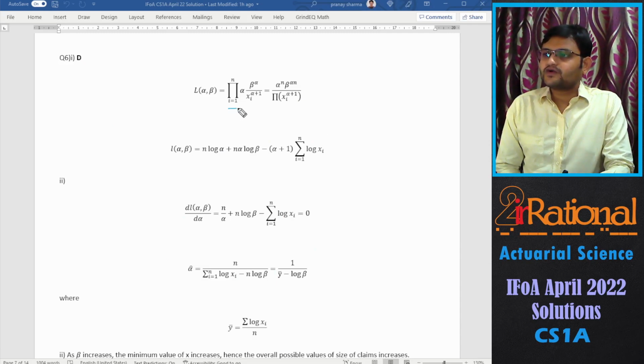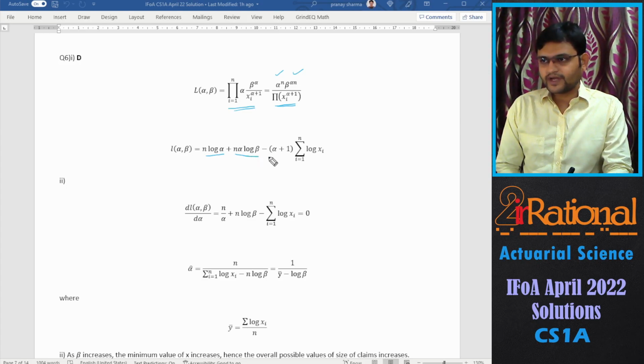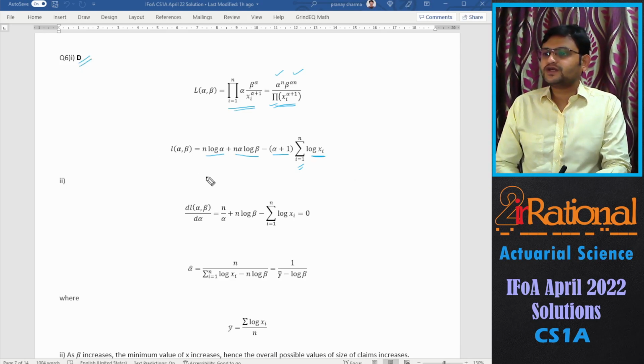So first we'll write down our likelihood function. That gives us alpha raised to n, beta raised to alpha n upon the product of xi raised to alpha plus 1. Taking log, we'll get n log alpha plus n alpha log beta minus (alpha plus 1) times the summation of log xi. So the option is D.